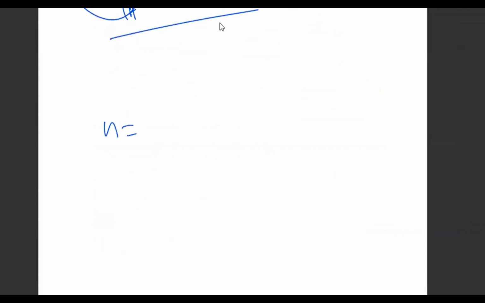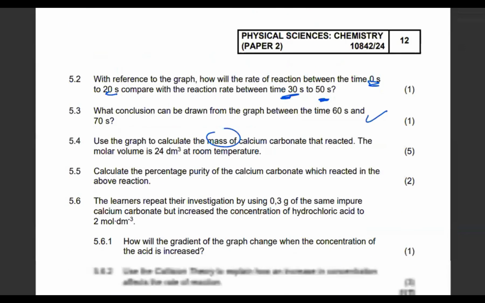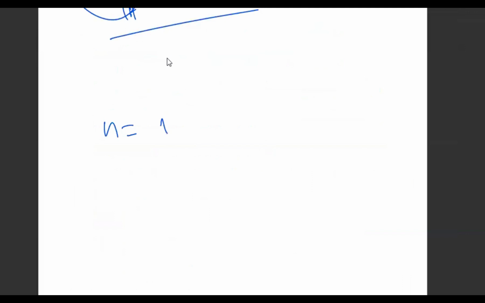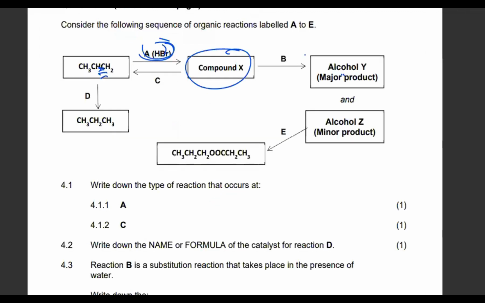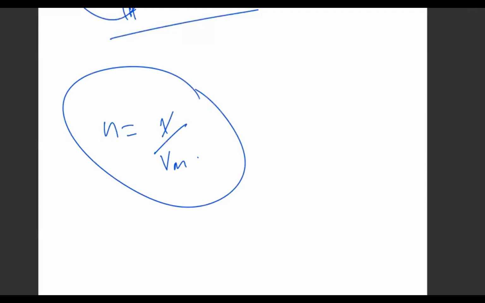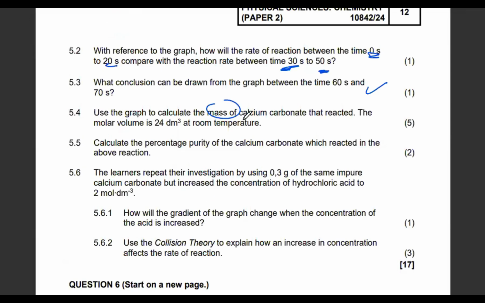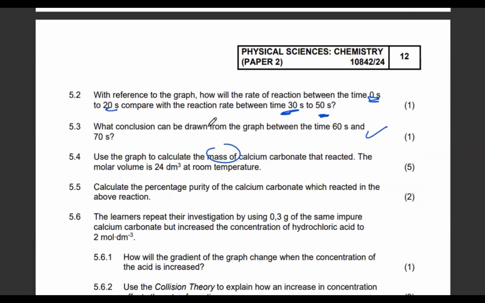Since it is volume which is being produced, we relate the number of moles to volume: number of moles is equal to volume over molar volume. You understand? Number of moles is equal to volume over molar volume. We have the molar volume, which is 24 decimeter cubed, and then we also need the volume.